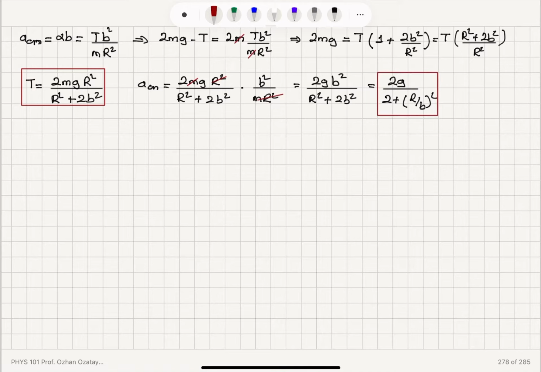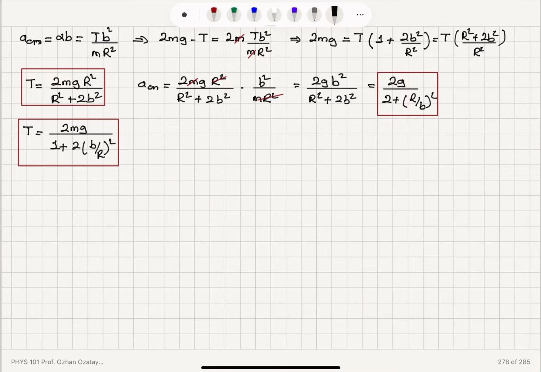Okay. And the same thing we can do for tension here actually. So we can divide the top and bottom with capital R squared. So this would be 2mg divided by 1 plus (2b over capital R) squared. This is a better way to report this result because it immediately shows us that tension has the unit of mg, which is force. The bottom is dimensionless.